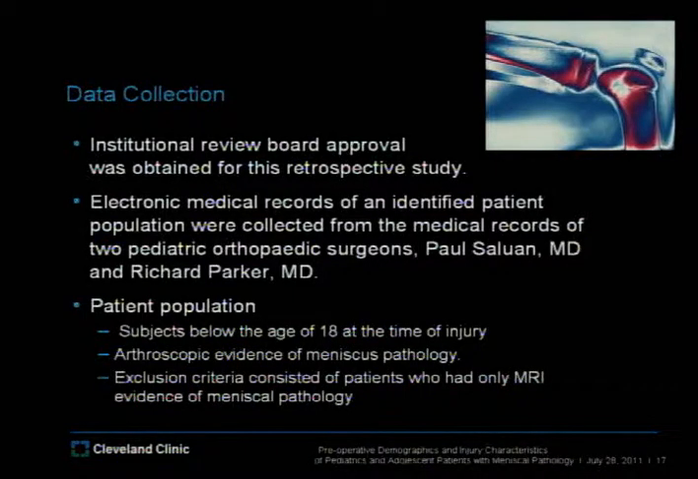So our patient population consisted of subjects below the age of 18 at the time of the injury, and also there had to be arthroscopic evidence of their meniscal pathology. This means that when the surgeon went in and operated on the knee, that he confirmed that their meniscus was torn, and that patients who only had MRI evidence of this meniscus tear, they were not counted in our study.